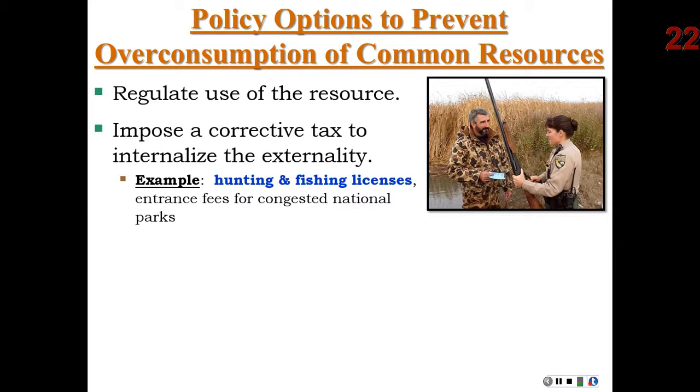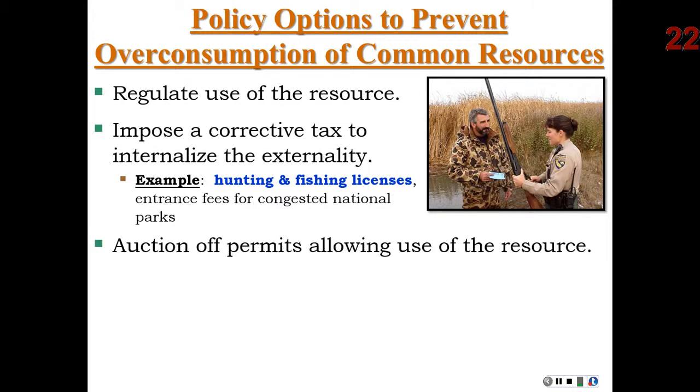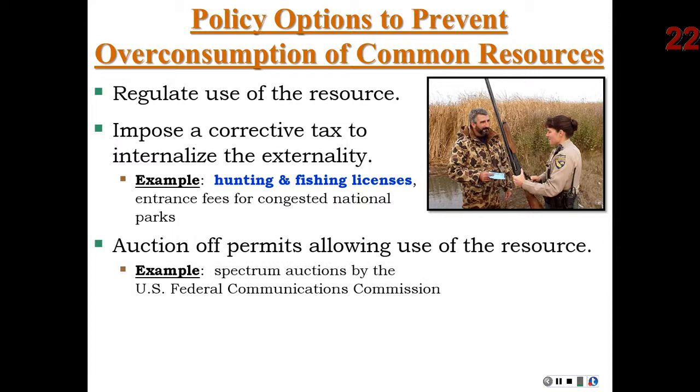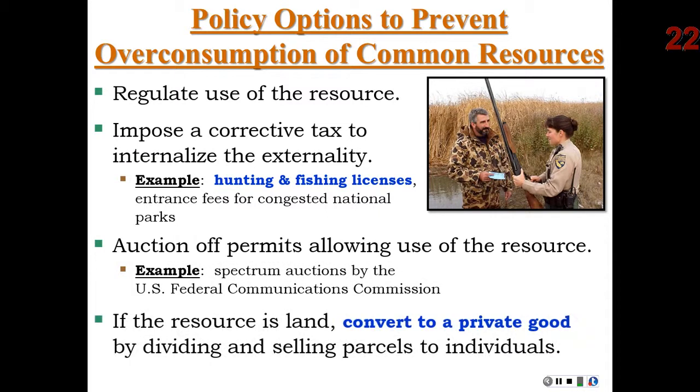Okay, and so the tragedy of the commons would probably take place in hunting and fishing if it wasn't for some sort of public policy intervention with these licenses, right? Regulating the use of those resources. You can auction off permits. There are some other applications there. If the resource is land, you could convert it to private land or a private good by dividing and selling up the parcels, giving individual incentives to maintain the land. So there are different ways public policy can try to help with common resources.